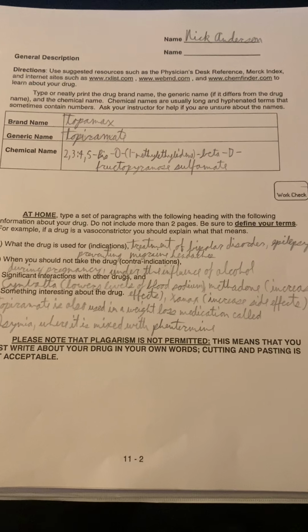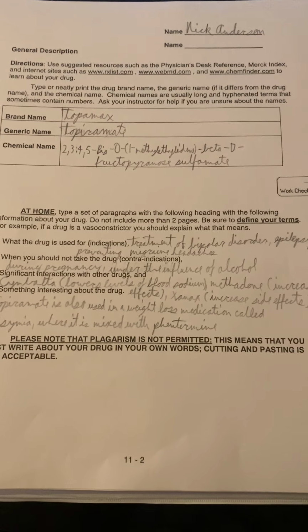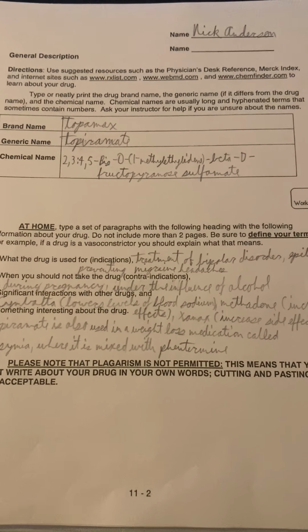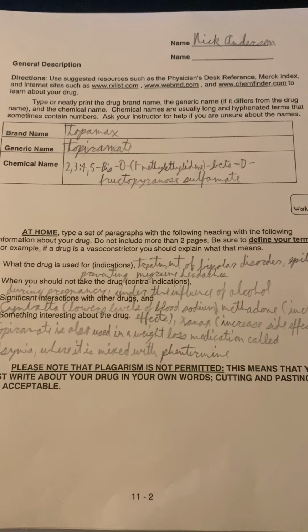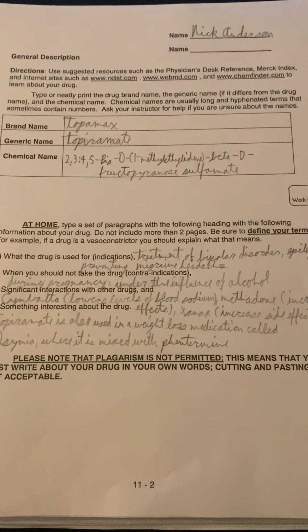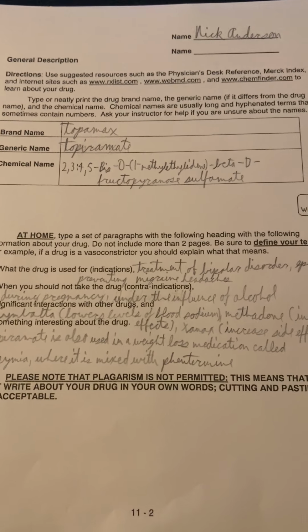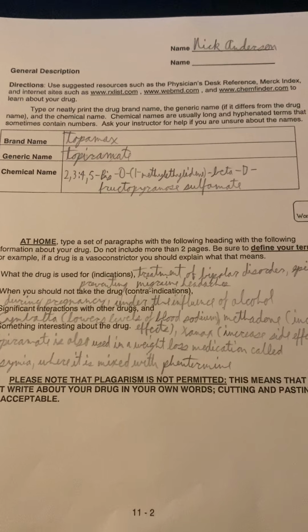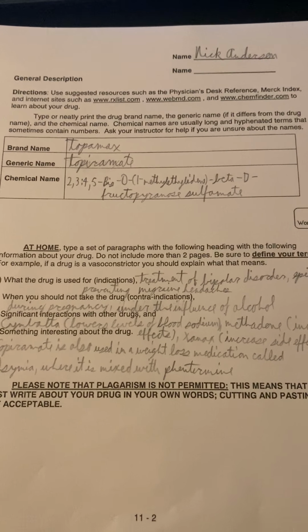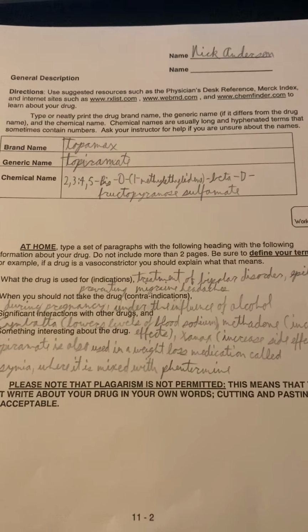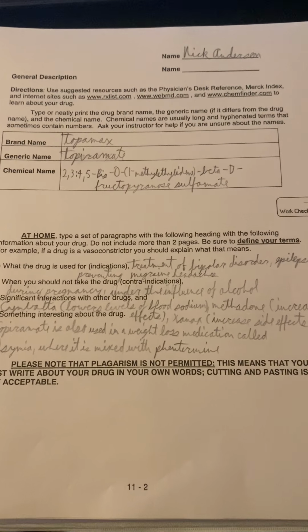Today we are going to be discussing the drug called Topamax. Its brand name, of course, is Topamax. The generic name of the drug is topiramate. The chemical name is 2,3:4,5-bis-O-(1-methylethylidene)-beta-D-fructopyranose sulfamate.